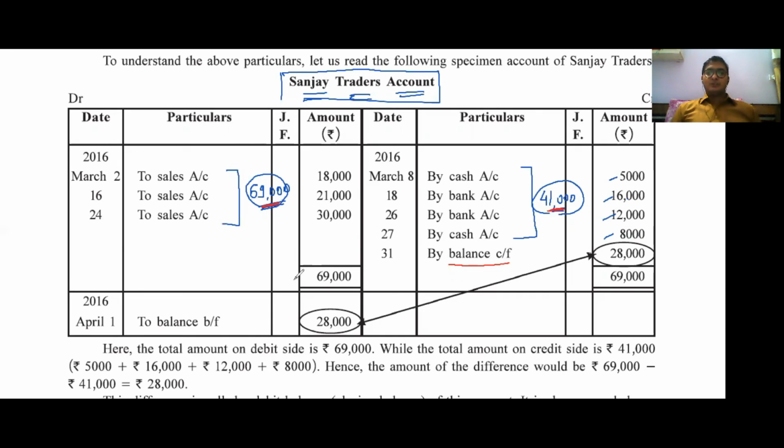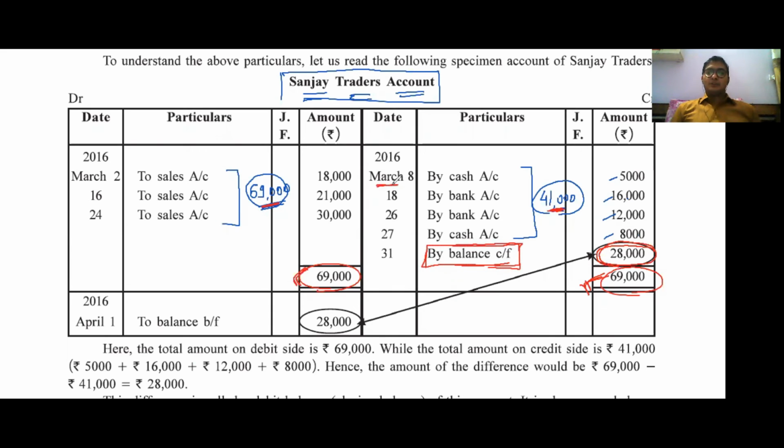Okay. So now here you can see that the debit side total is 69, credit side total 41. So the debit side total is higher than the credit side. So we have to write on both sides the higher amount, that is 69. Now out of this 69, we have to deduct 41,000 and the difference, that is 28,000, is called by balance carry forward, or we can say by balance carried down.